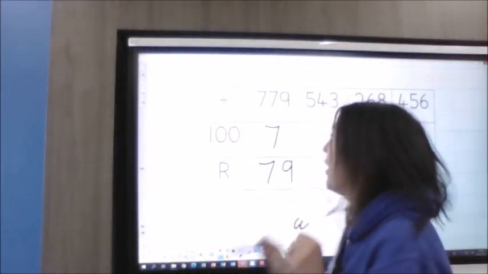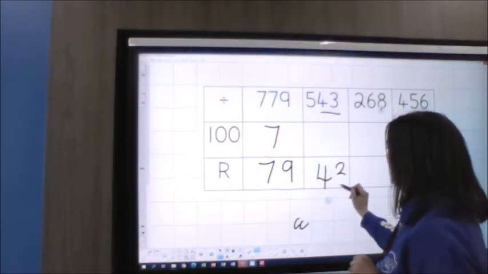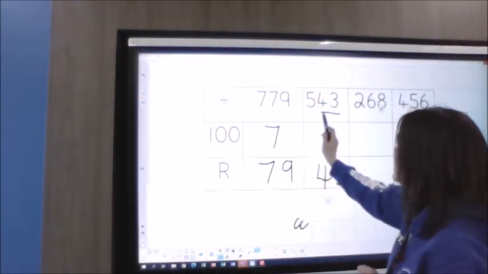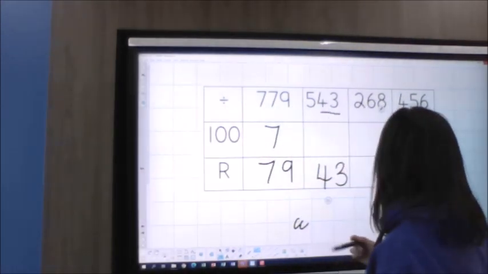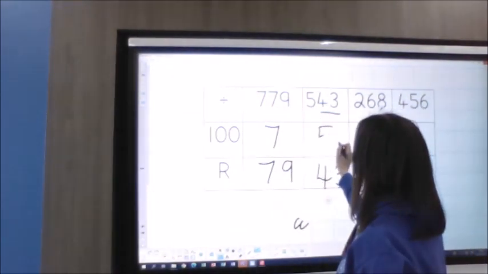Okay, so if I do another one, this would be my remainder, my tens and my ones, because I know it's not going to go exactly into it because I haven't got any zeros at the end. And then how many hundreds into 500? 100, 200, 300, 400, 500. So it will be 5.